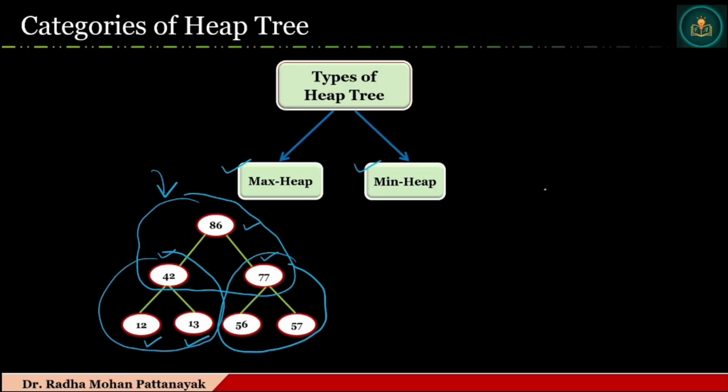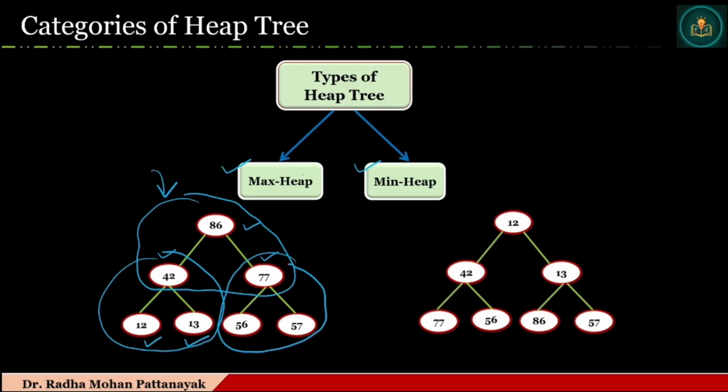Similarly, what is a Min-Heap tree? Exactly its opposite. In a heap tree, if the value of a parent node is less than all its descendant nodes, then that type of heap tree is called a Min-Heap tree. So, let us see an example. In this heap tree, 12 is less than all its descendant nodes. Similarly, if you see this subtree, the value of 42 is less than 77 as well as 56. So, that is why you can say that here also the value of a parent node is less than all its children, right?